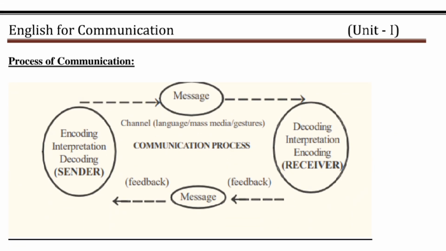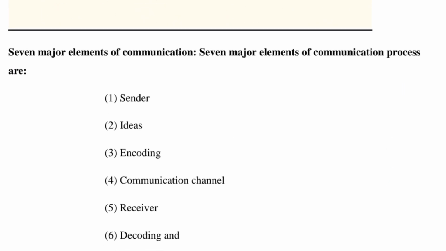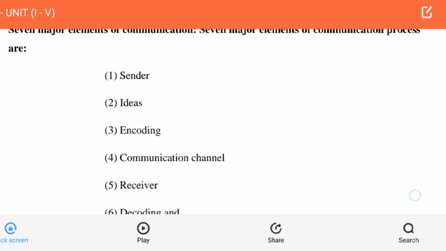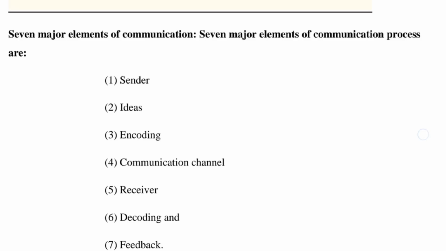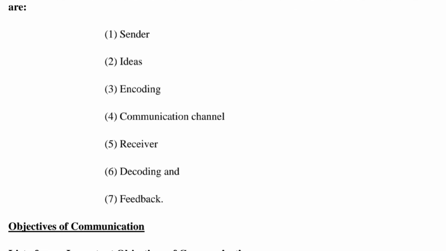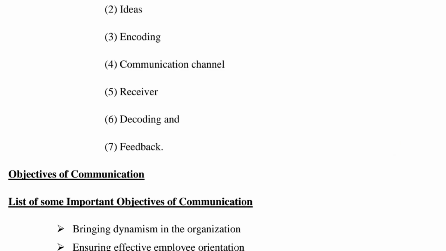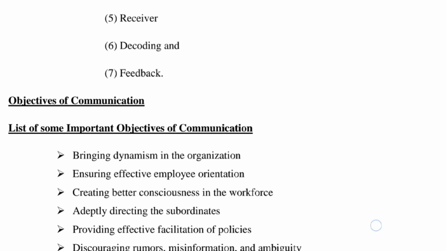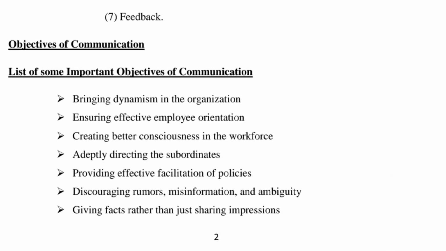Then finally, the process of communication, which consists of encoding, message, and decoding. Then finally, it comes to the communication process. The several major elements of communication. The seven major elements of the communication process are: the sender, ideas and encoding, the communication channel, receiver, decoding, and feedback.